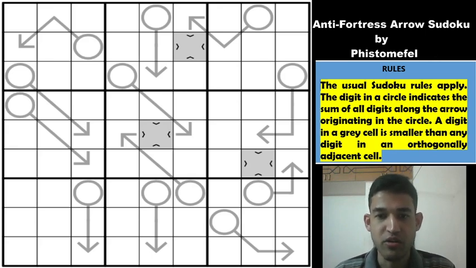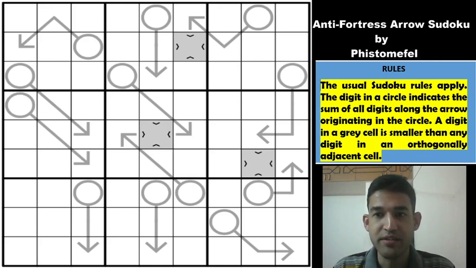The rules of the Sudoku are normal classic rules apply. Each row, each column and each 3x3 box will have digits 1 to 9 without repetition. Then the digit in a circle indicates the sum of all digits along the arrow originating in the circle. So arrow Sudoku rules apply. The sum of the digits along the arrow stem will be equal to the digit in the circle. Digits may repeat in an arrow stem provided arrow rules or classic rules are not violated.